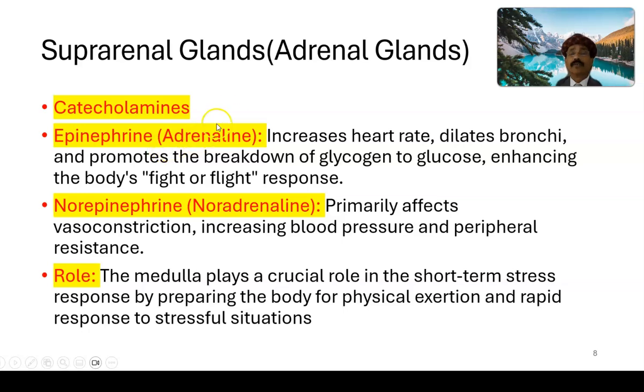Catecholamine epinephrine, that is from the medulla, increases the heart rate, dilates bronchi, promotes the breakdown of glycogen to glucose, enhancing the body's fight or flight response. Norepinephrine, noradrenaline, primarily affects vasoconstriction, increasing blood pressure and peripheral resistance. Role: the medulla plays a crucial role in the short-term stress response by preparing the body for physical exertion and rapid response to stressful situations.